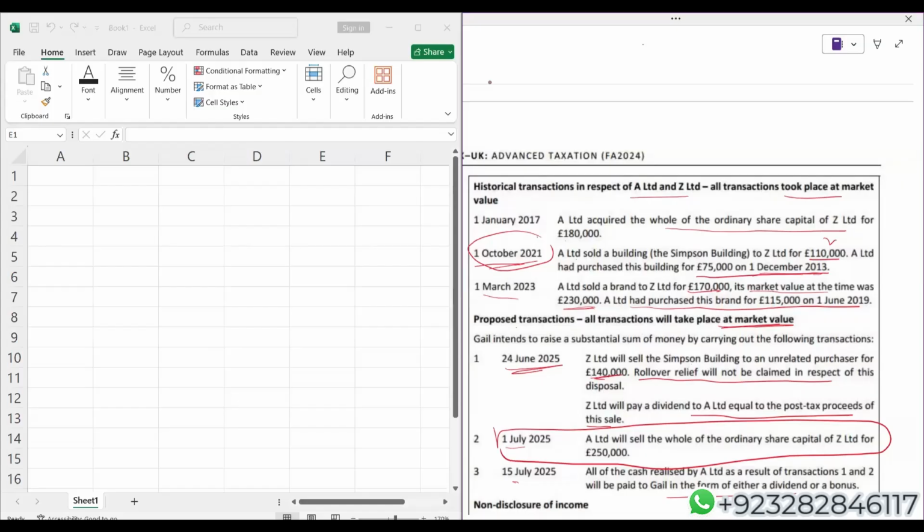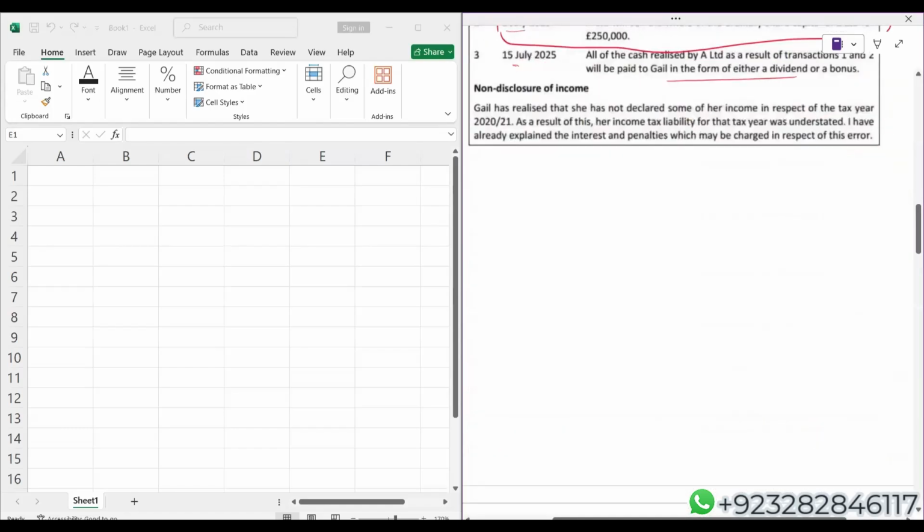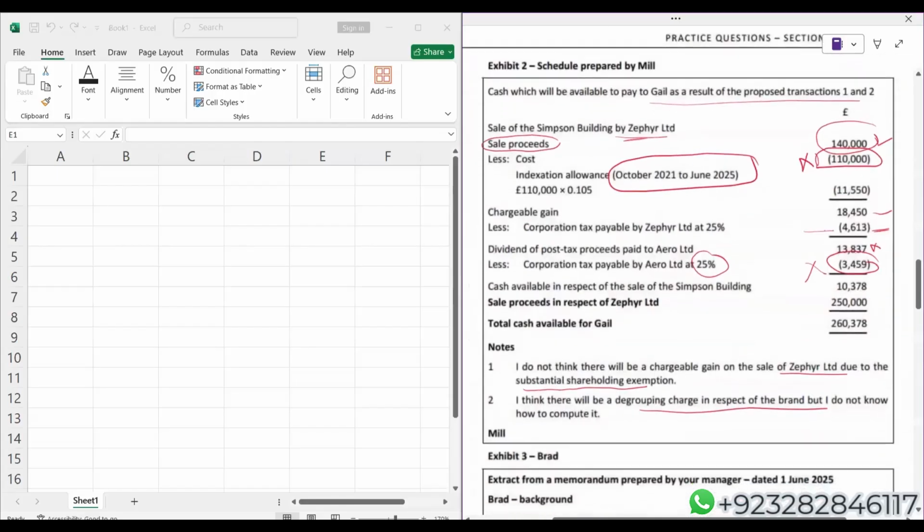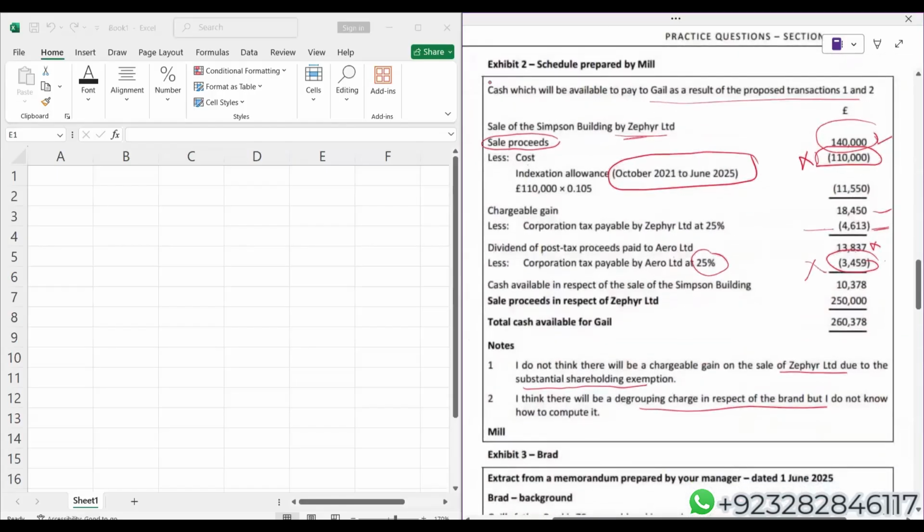Next correction, this is about this October 2021. What else? Then look at this. They are deducting corporation tax from the 4613, they are deducting from chargeable gain, and they are saying post tax proceed is 13,837, and we have to of course correct, and you have to explain to your examiner. Actually the post tax proceed means corporation tax will be deducted from the sale proceed of the building. So whatever is the corporation tax, that will be deducted from 1,40,000.